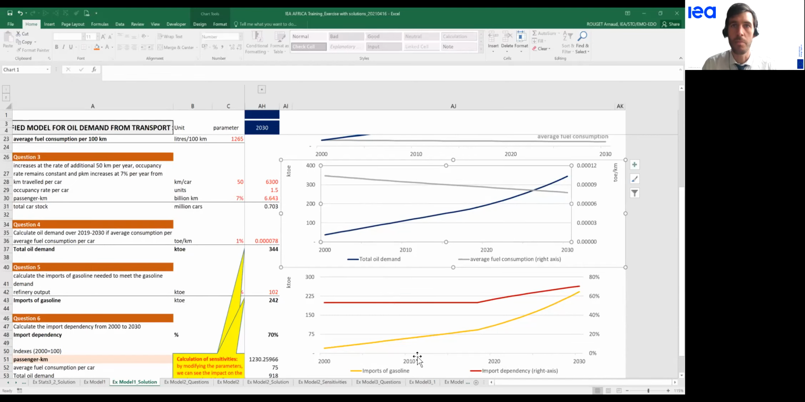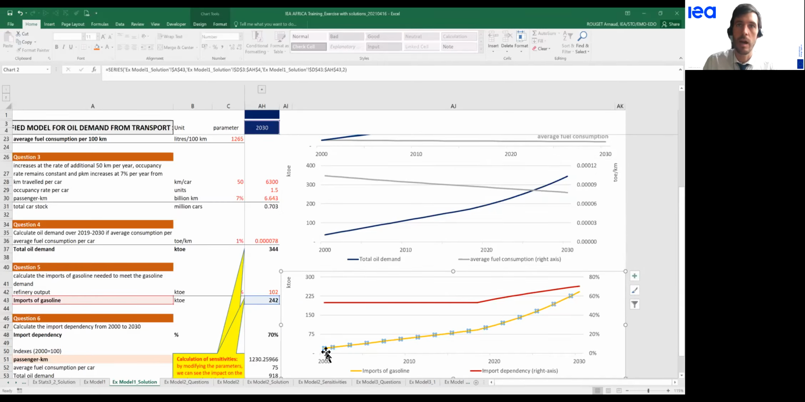And the last part is about the imports. So absolute value imports of gasoline and the dependency ratio. Looking on the left part, we see how the country moves from importing 50 kilotons of oil equivalent to importing more than 200 kilotons of oil equivalent every year. And this means that the import dependency goes from 50% to something like 70%.